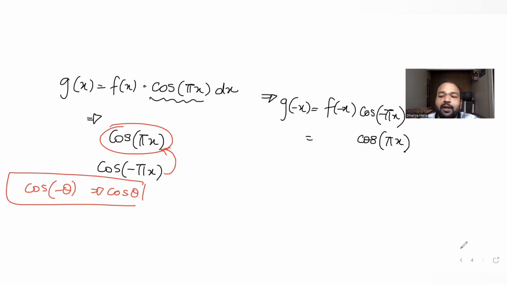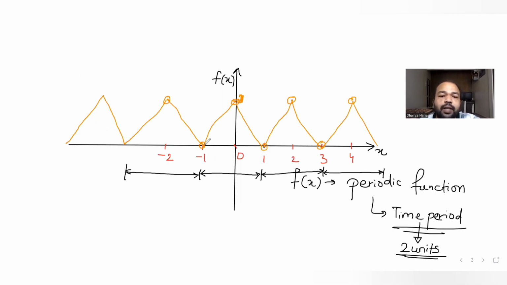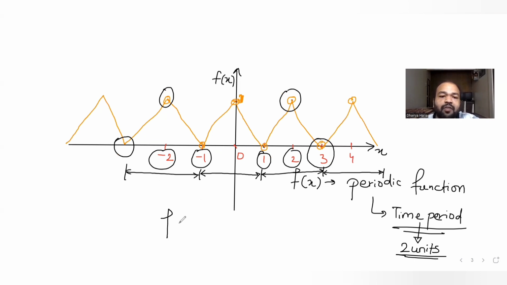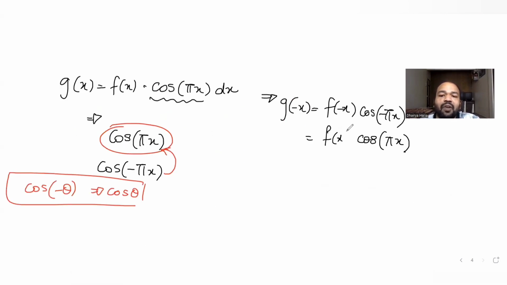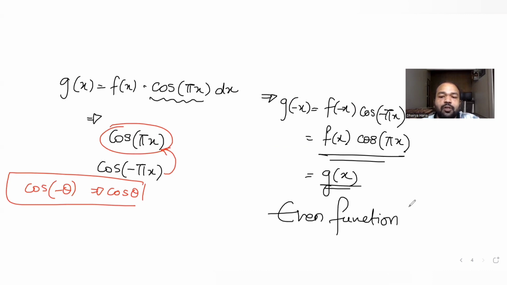Now let's talk about f of minus x. We can just see and tell that f of minus 1 is the same as f of 1. F of minus 2, that is 1, is the same as f of 2. F of minus 3 is the same as f of 3. So I can tell from this function that f of minus x is equal to f of x. So you get g of minus x is the same as g of x, and when g of minus x and g of x are equal, you can tell that the function given to us is an even function.